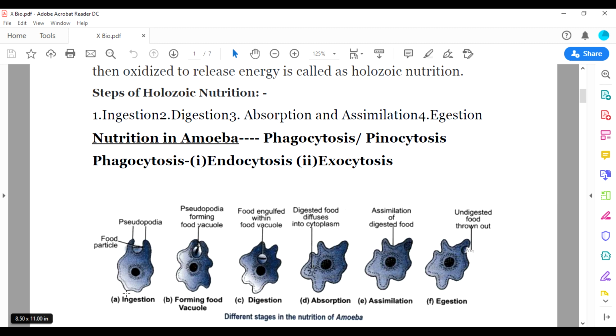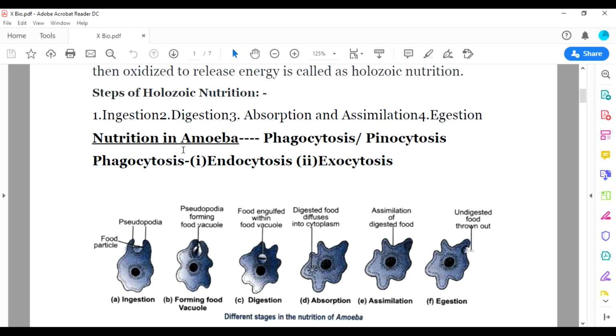All these 3 pictures show endocytosis. After digestion of food, waste is released out. Releasing the waste out of the body is called exocytosis. Both the processes, endocytosis and exocytosis, together are known as phagocytosis. So nutrition in amoeba is called phagocytosis.